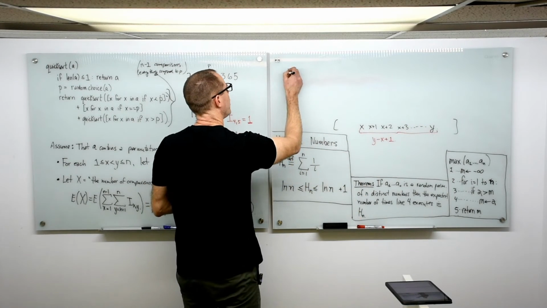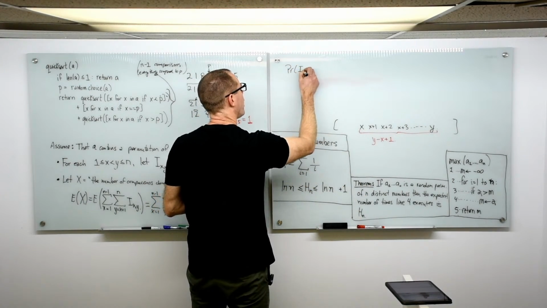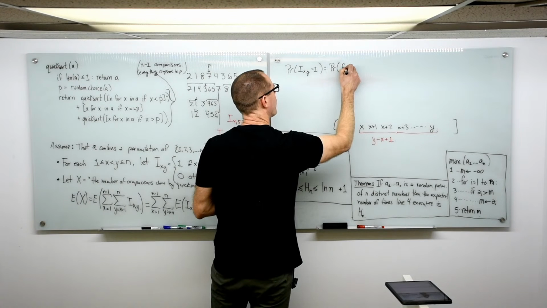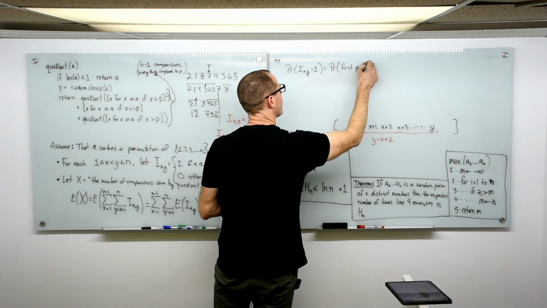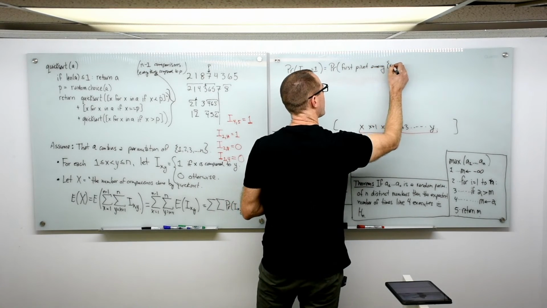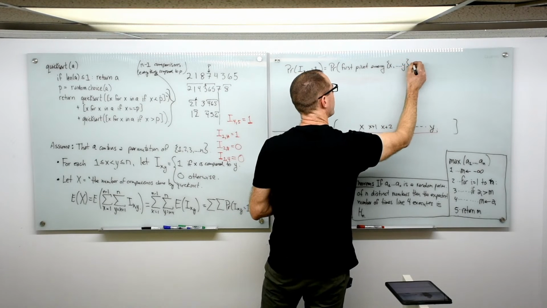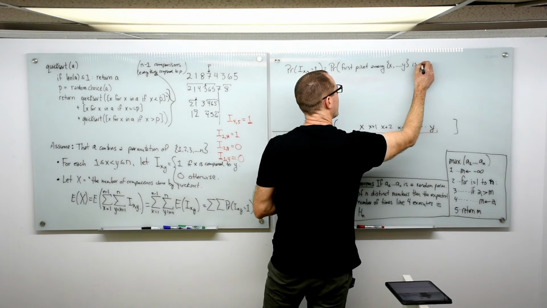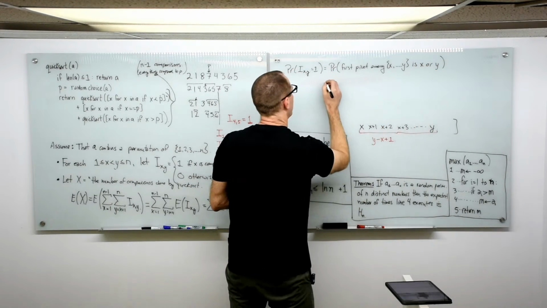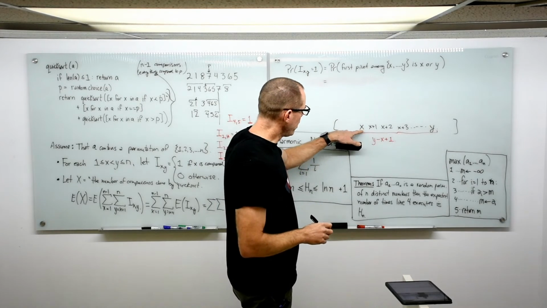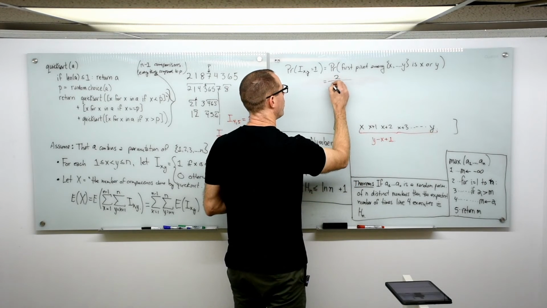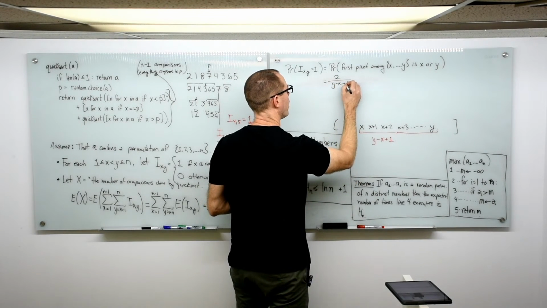So the probability that I_xy equals 1 is equal to the probability that the first pivot among x up to y is x or y. And that is just, well, x or y, that's 2 elements, out of a set of size y minus x plus 1.